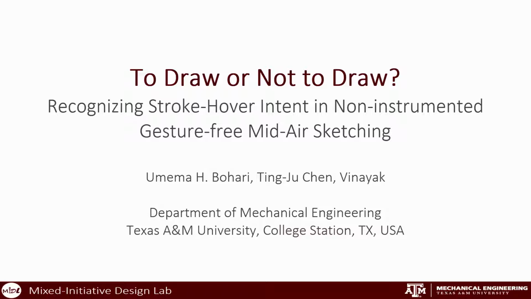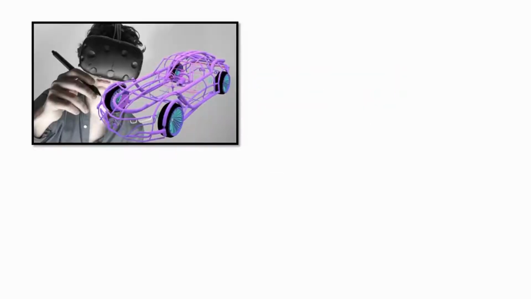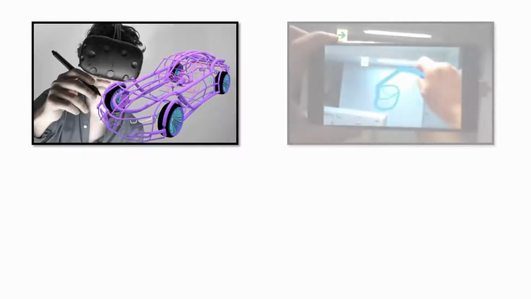In this paper, we present a machine learning approach to detect the user's intention in mid-air sketching tasks without the use of any external interrupts. Drawing curves in mid-air is a fundamental task with applications to 3D sketching, geometric modeling, handwriting recognition, and authentication.